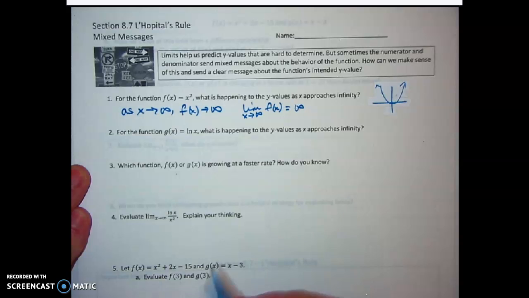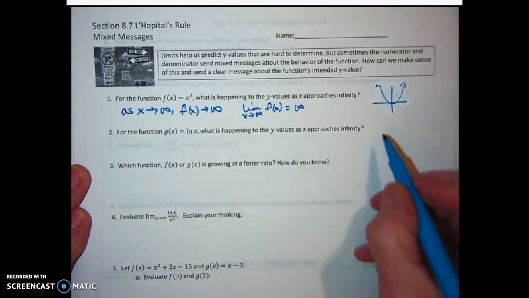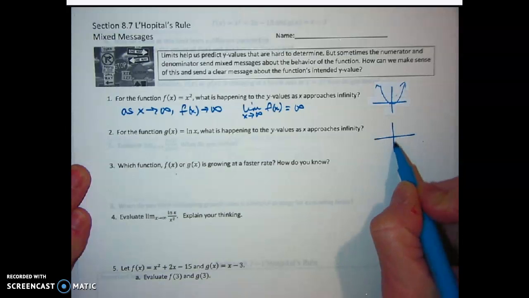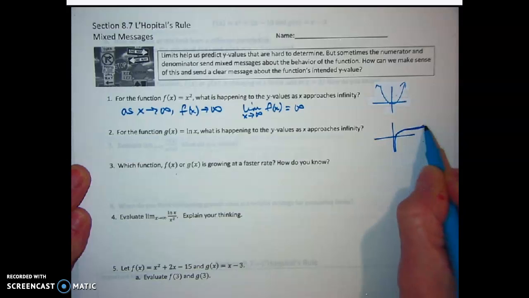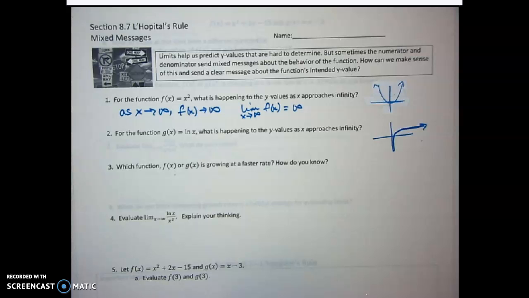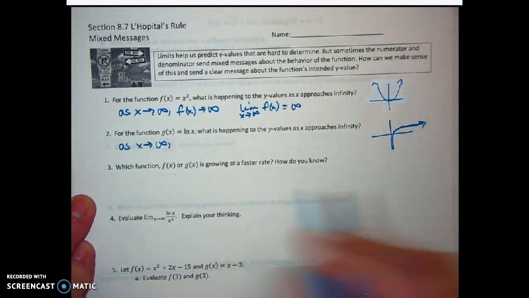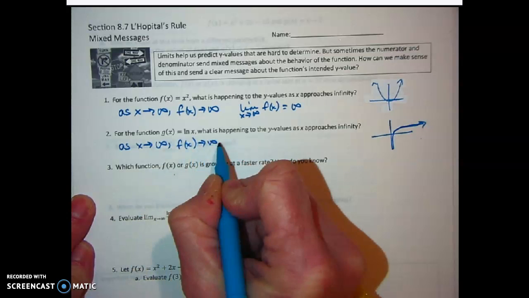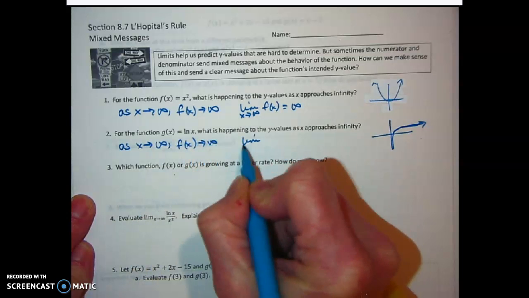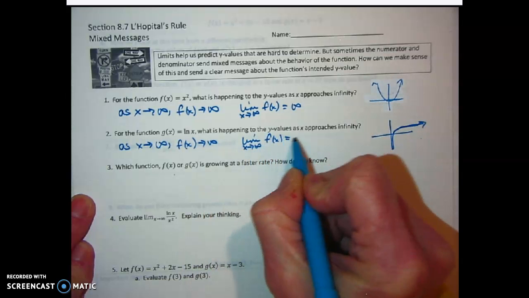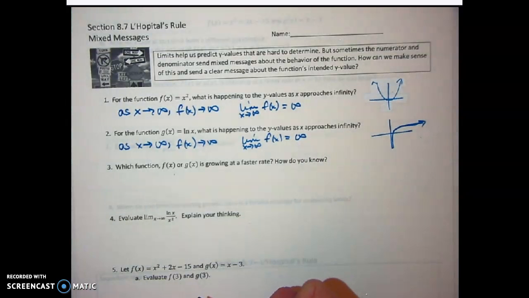Next, for the function g of x equals the natural log of x, what is happening to the y values as x approaches infinity? This is not quite as familiar a graph, but remember this graph goes like this. What's happening as x approaches infinity? It's going out this way, but it's still going up. So as x goes to infinity, g of x is also going to infinity. We can write this one the exact same way: the limit as x approaches infinity of g of x is infinity.